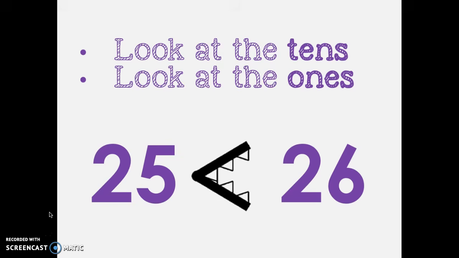Boom! Did you have the alligator eating 26? You did? Good job, friend. How did you figure it out? Oh, perfect. I hope you said first that you looked at the tens. Well, they're the same. They both have two tens. So if the tens are the same, then I have to look at the ones. 25 has 5 ones, and 26 has 6 ones. 6 is for sure bigger than 5, so the alligator's going to eat 26. Wow, friend, you're really rocking and rolling.